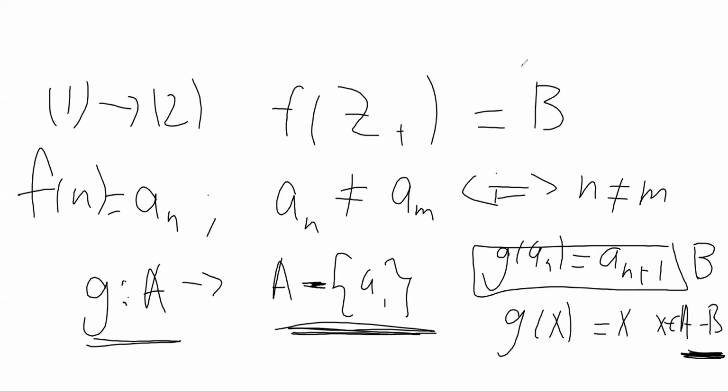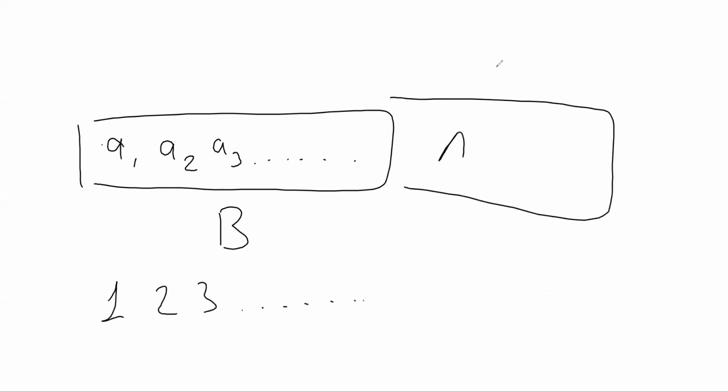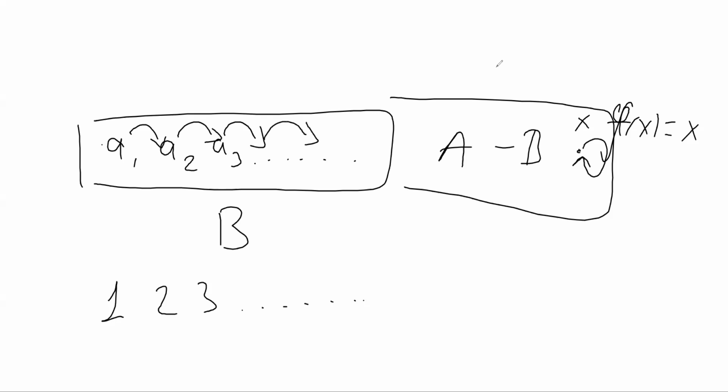If you draw it schematically, like you have in the textbook, here's your set B. It has numbered elements A1, A2, A3, and so on, and they are the images of 1, 2, 3, and so on. And you have A minus B, and they are just returning to themselves. So if you had X, f(x) would be equal to X, g(x) would be equal to X. And for these ones, the function shifts them by 1, like this. And we can do that because we know that B should be infinite, right?